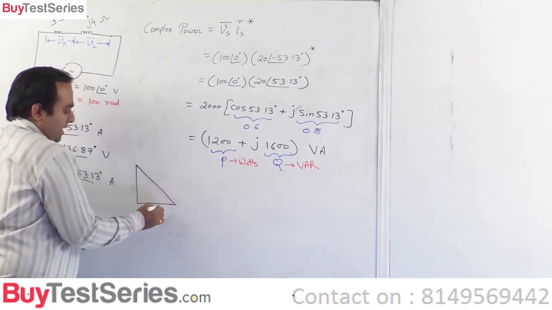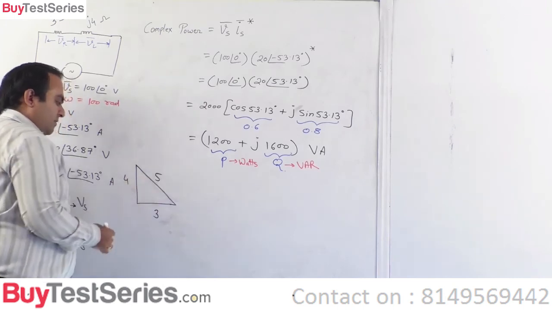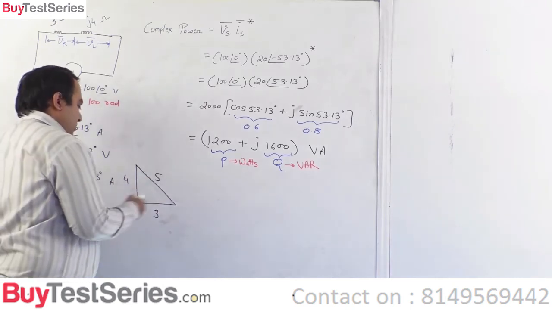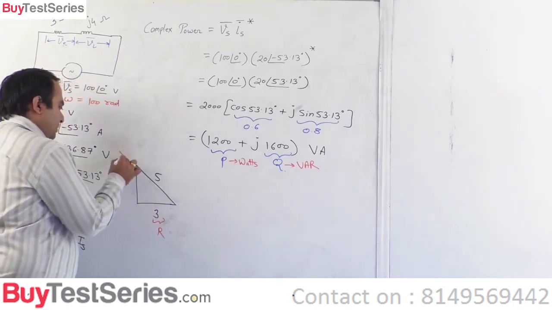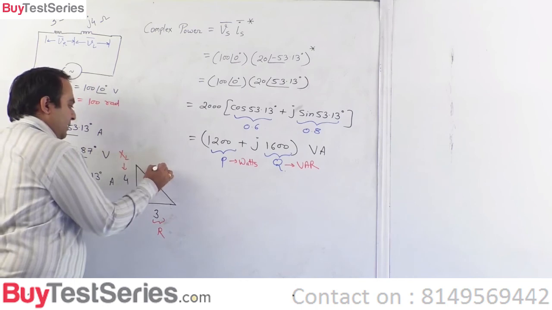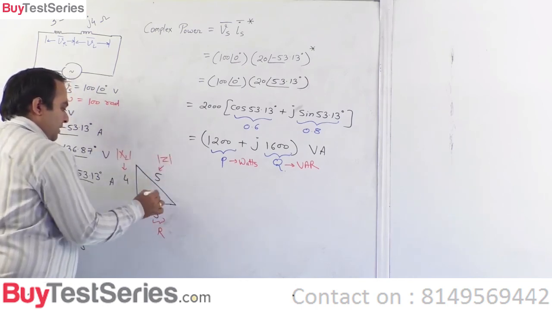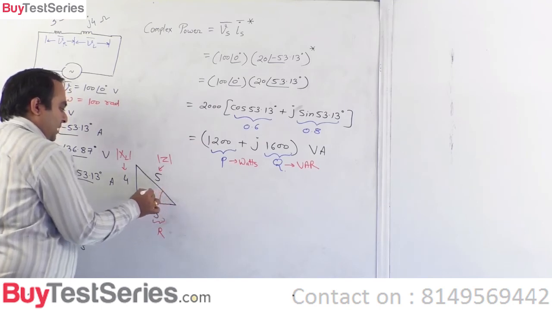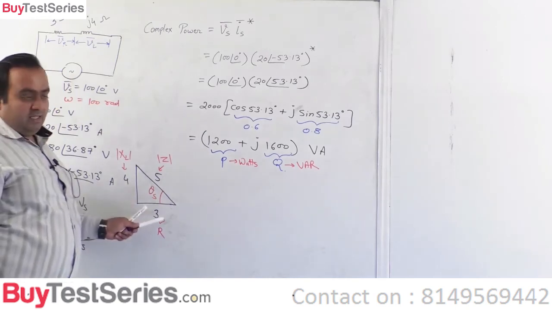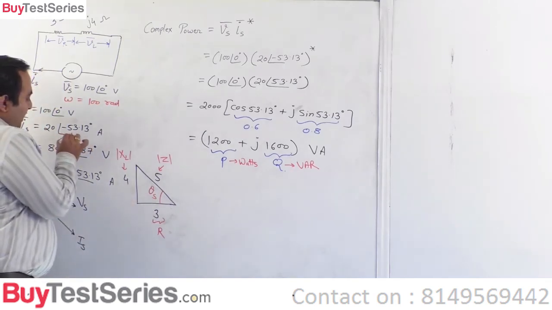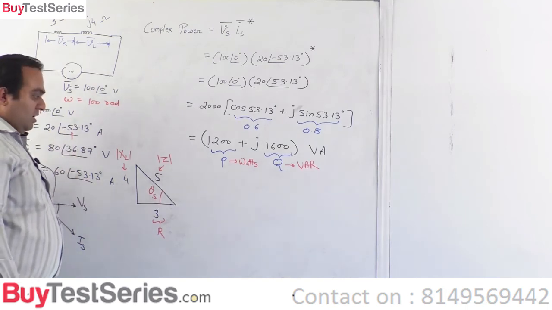So on the complex plane, if this is 3, this is 4, this is 5, right? So this is your R, this is XL, and this is Z. Of course, these are magnitudes. And this is your angle theta S. What is theta S? Theta S is tan inverse 4 by 3, which is 53.13 degrees. This is the impedance angle also. This is the power factor angle also.